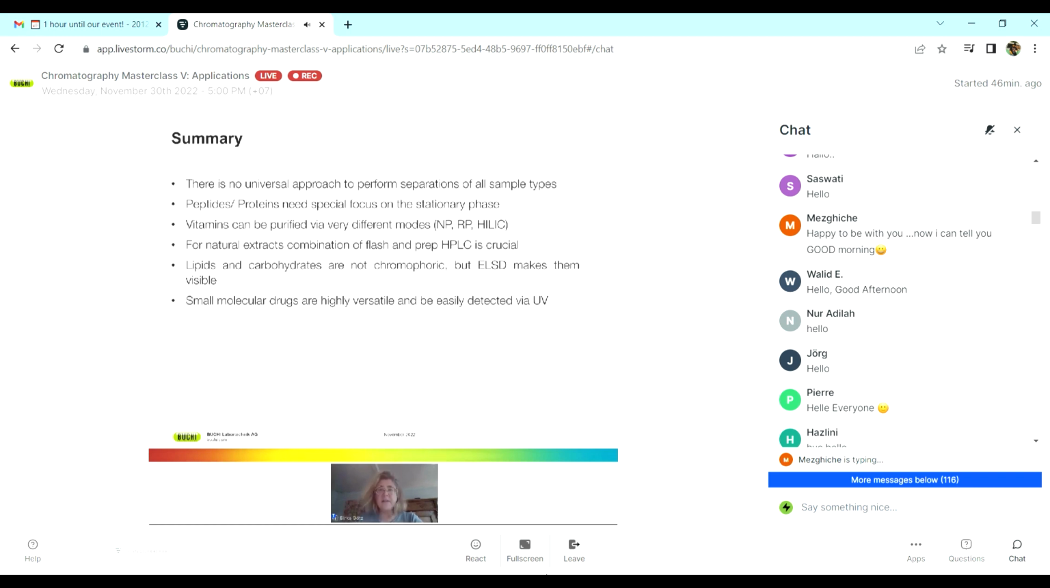For natural products, it's crucial that you combine flash and prep HPLC, so that you purify your highly complex extract before you go to the rather expensive prep HPLC. By the way, if you combine flash and prep, it also extends the lifetime of your prep HPLC column. Lipids and carbohydrates are not chromophoric. Here you definitely need ELSD to make them visible. And small molecule drugs are highly versatile, but normally they can all be easily detected via UV.